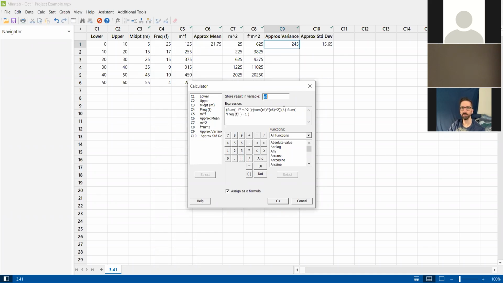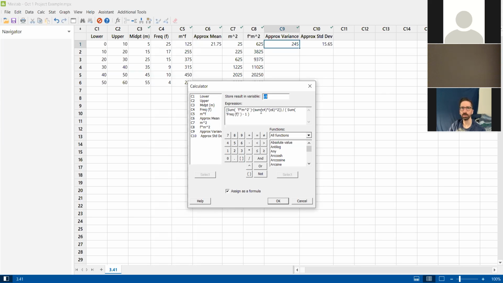That's what this is here. Everything to the left of this slanted line is the numerator. Okay? What does the numerator say? I want to take the sum of FM squared. That's what this is here, right? The sum of FM squared. It's the sum of C8 minus the product of what?